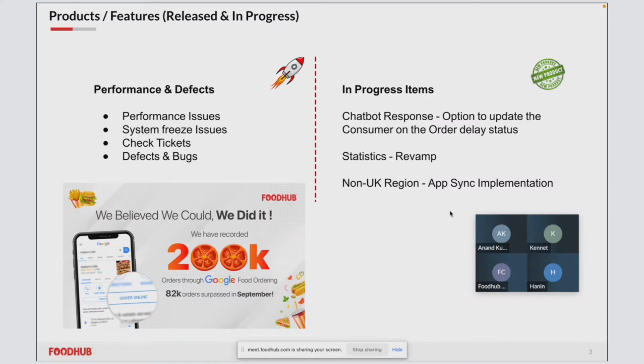So slowly we are just planning to implement this for non-UK regions also. And then on Google ordering, just to share some happy news: we have achieved around 200K orders through Google Food Ordering. In September itself we got 82,000, and in October we got around 90,000 orders. So we are looking forward to getting more orders as part of Google ordering.